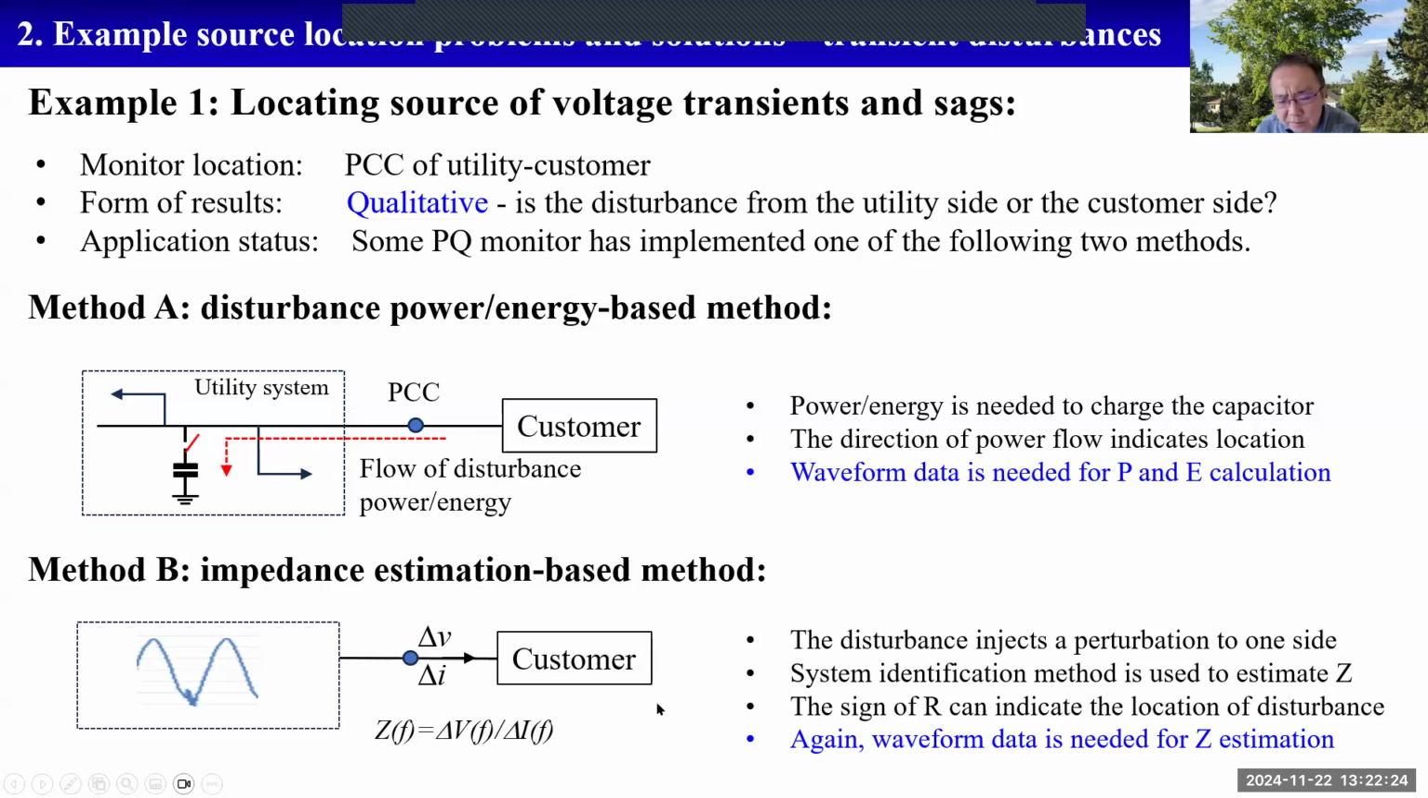This is very similar to distance protection, which tells whether a fault is in the room or on the opposite side of the room. It's a similar principle. The only difference is that this is the transient impedance. You need to use transients to estimate the impedance. Again, waveform data is needed for the estimation. So those have been maturely developed, and some monitors have implemented such methods.